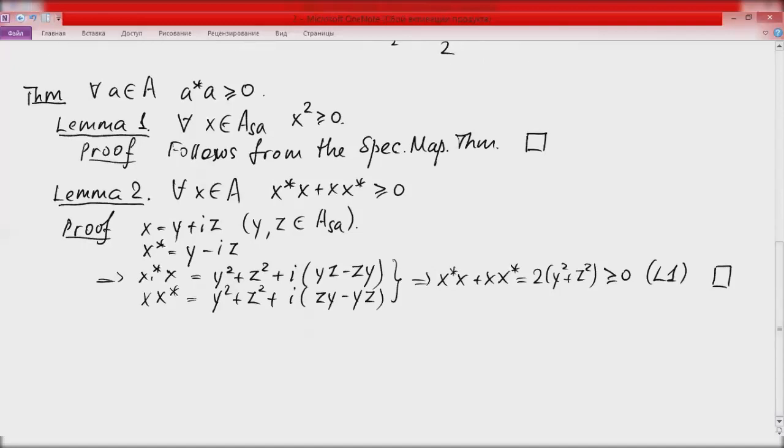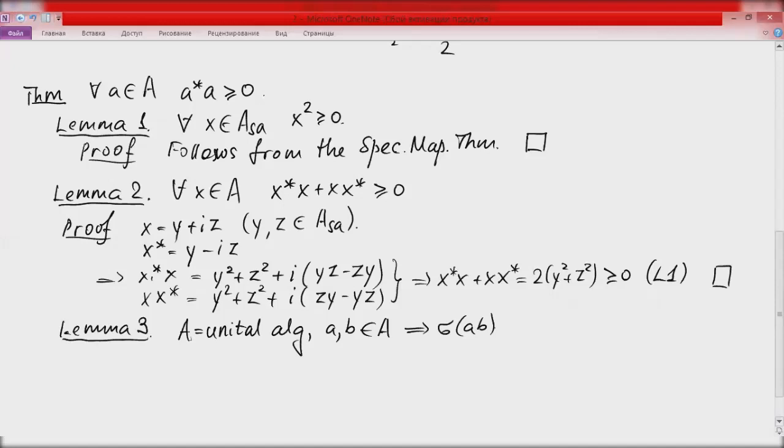Okay, now lemma 3. Lemma 3 is purely algebraic. It holds in any unital algebra. So suppose that A is a unital algebra, and little a and little b are arbitrary elements of A. I claim that the spectrum of AB is almost the same as the spectrum of BA. More exactly, if we add 0, then we have the following equality.